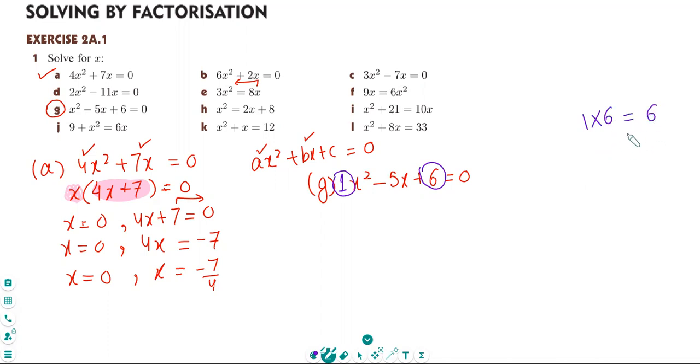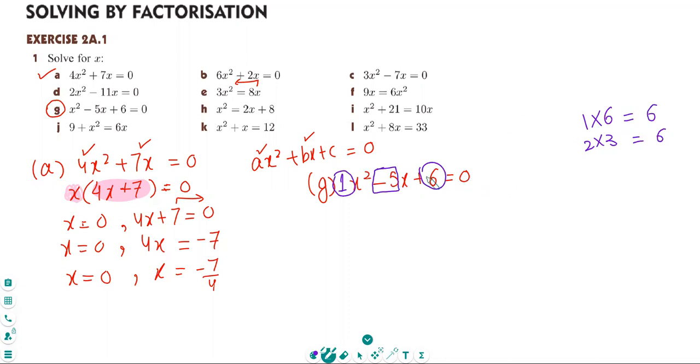Now look for the other combination that gives you 6, like 2 times 3 is also equal to 6. Any other? No, I guess. So there are only 2 combinations that will give you 6. Now you have to add or subtract the elements of this combination, and see if it gives you the middle term, which is -5.